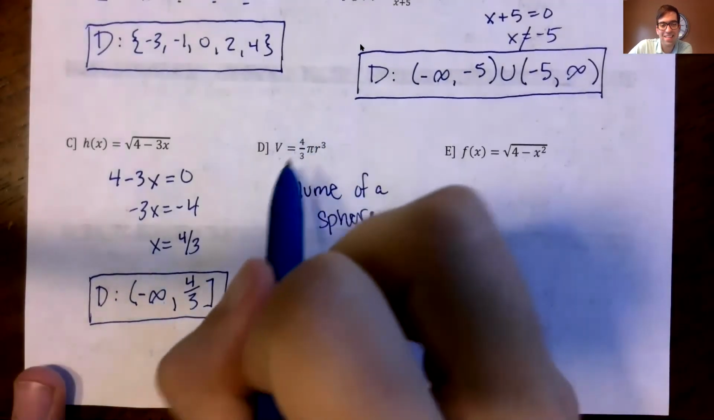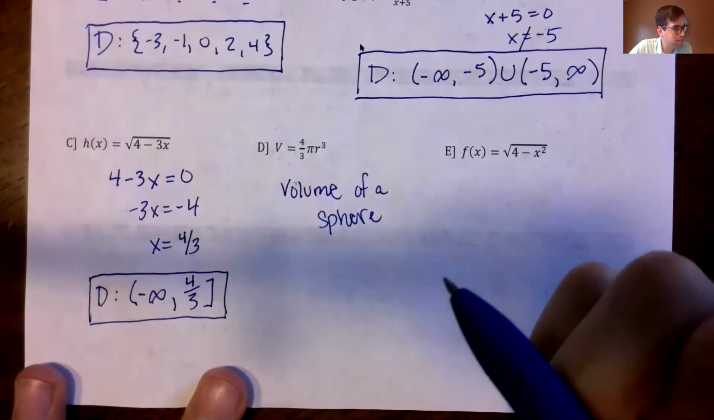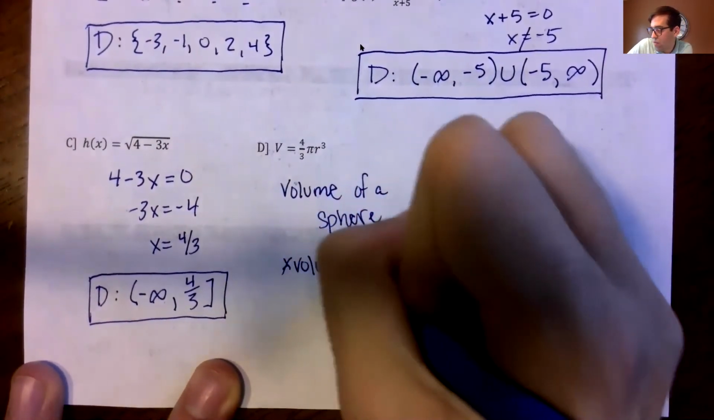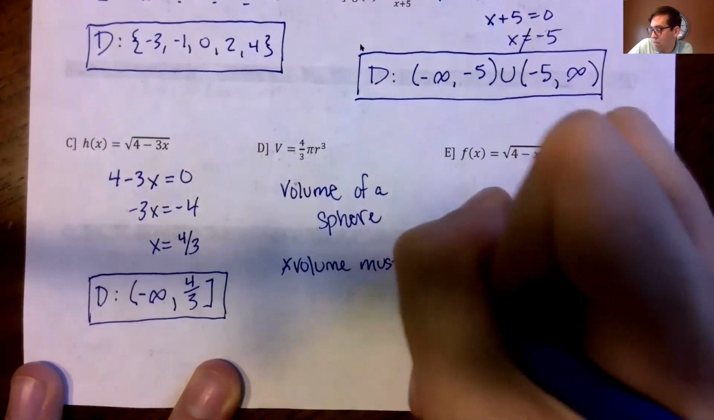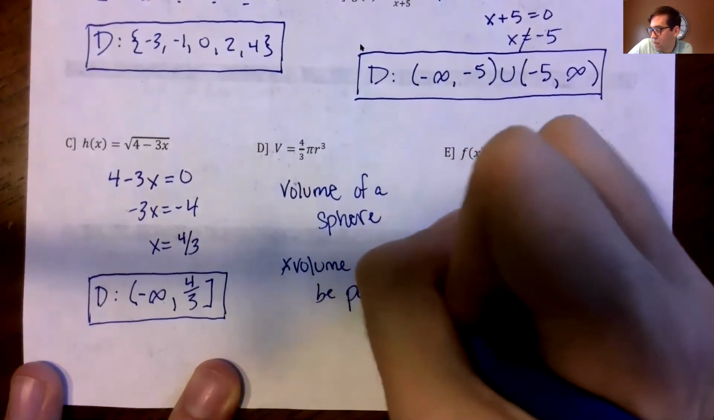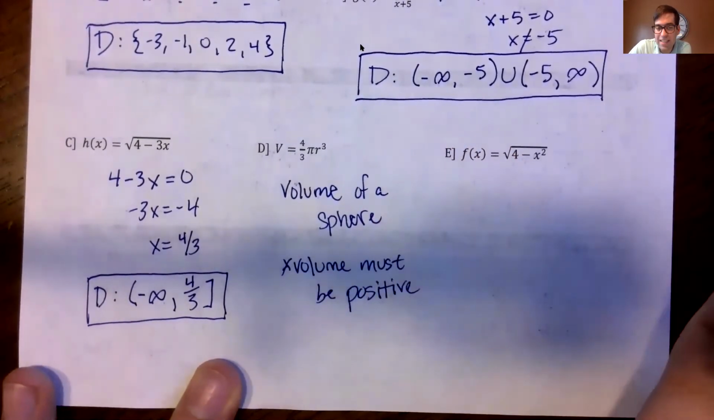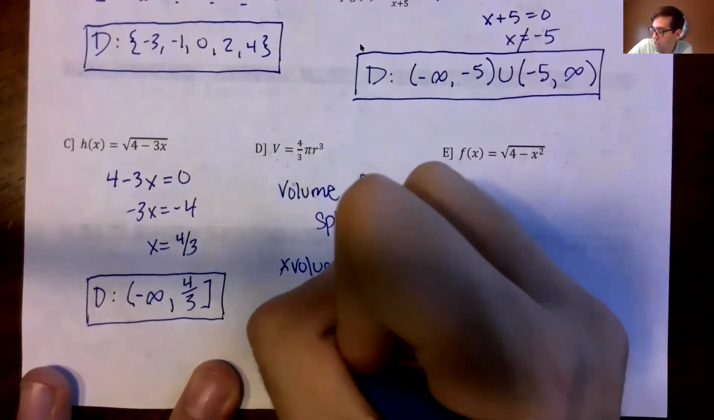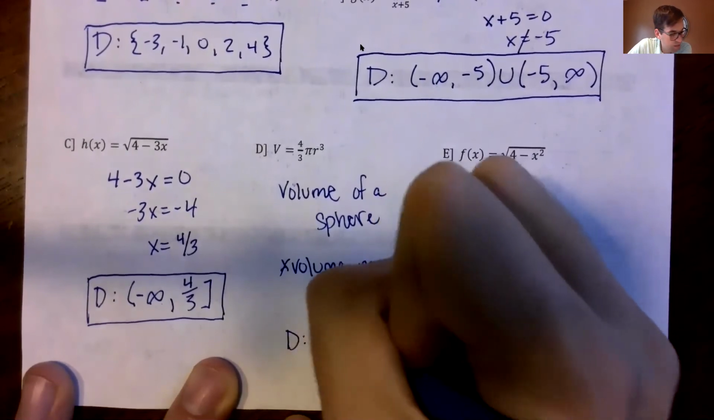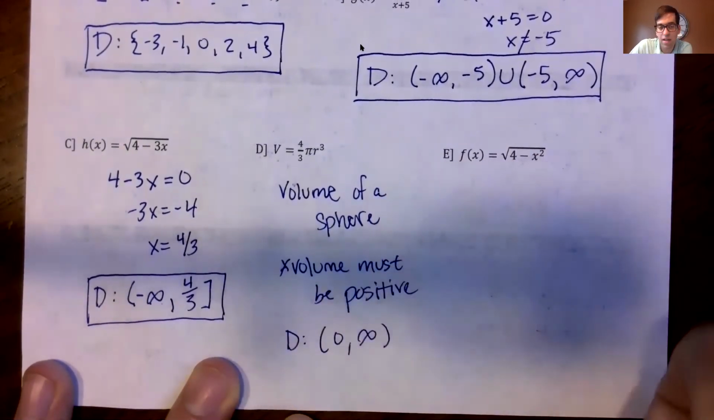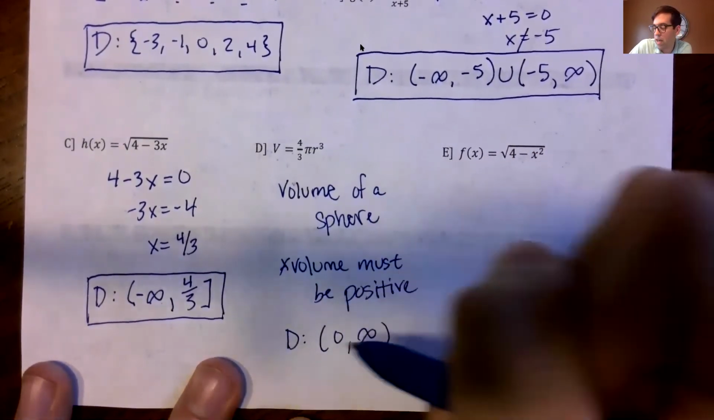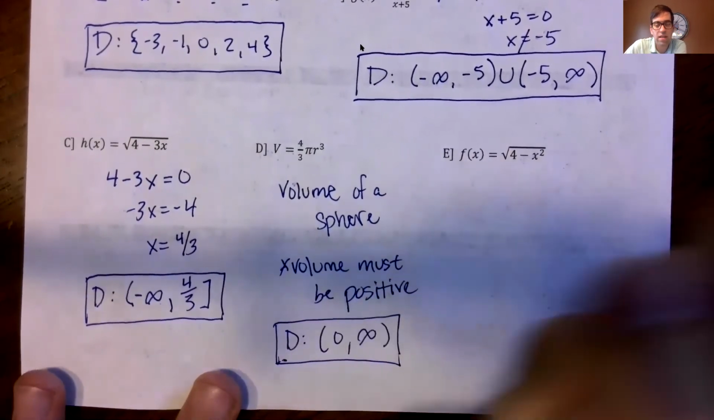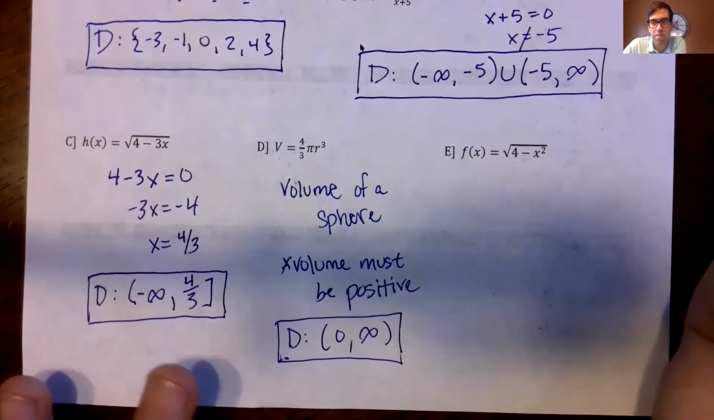And there's no limit based off of the equation itself. But if you think about it, volume must be positive. So the radius that we can plug in also has to be positive. And so the only limit to the domain is that it has to be positive and not 0. So it's going to be from 0 to infinity, not including the 0. Again, that was a little bit of a trick question. That's just because for volume, it can't be negative.